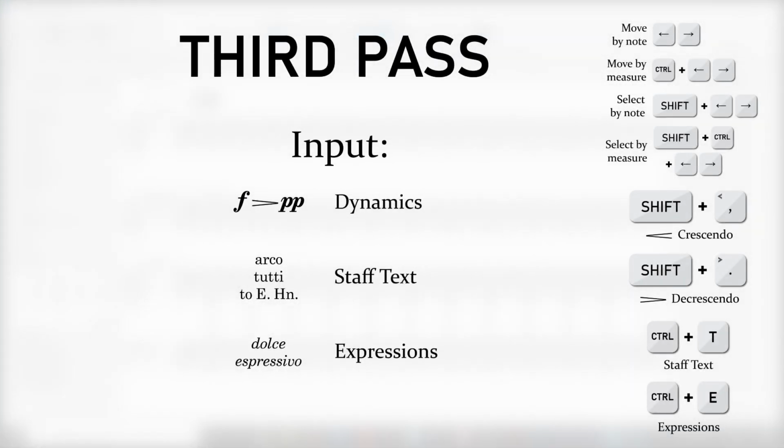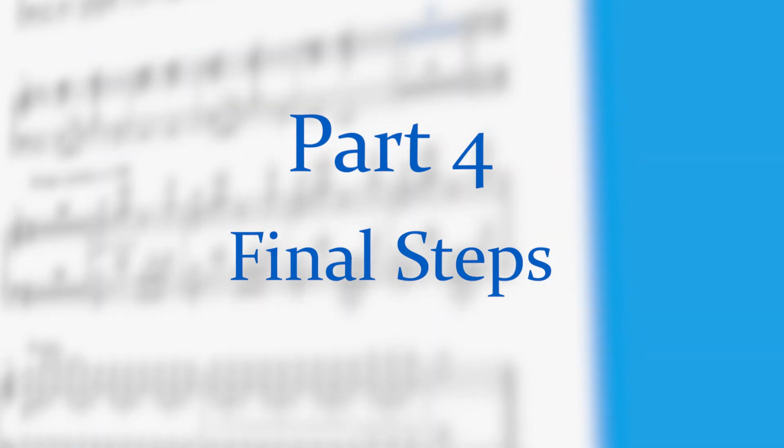Let's do the third pass now, where we deal with inputting everything that's left. Dynamics, hairpins, staff text, and expressions. Plus, it couldn't hurt to keep an eye out for any mistakes you might have made so far. If you've made it this far, congrats! You now have all the details of your score, and you can do whatever you need with it.